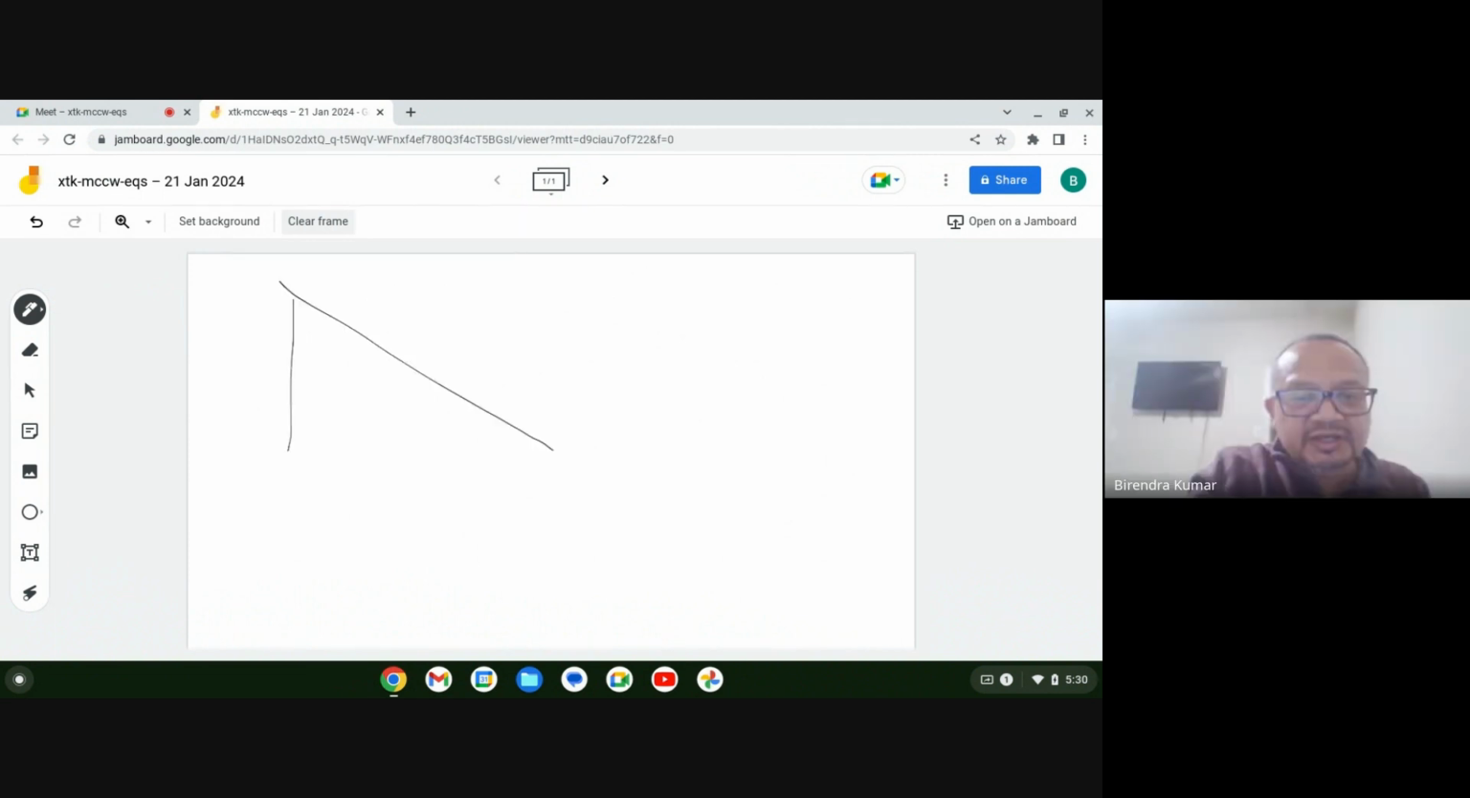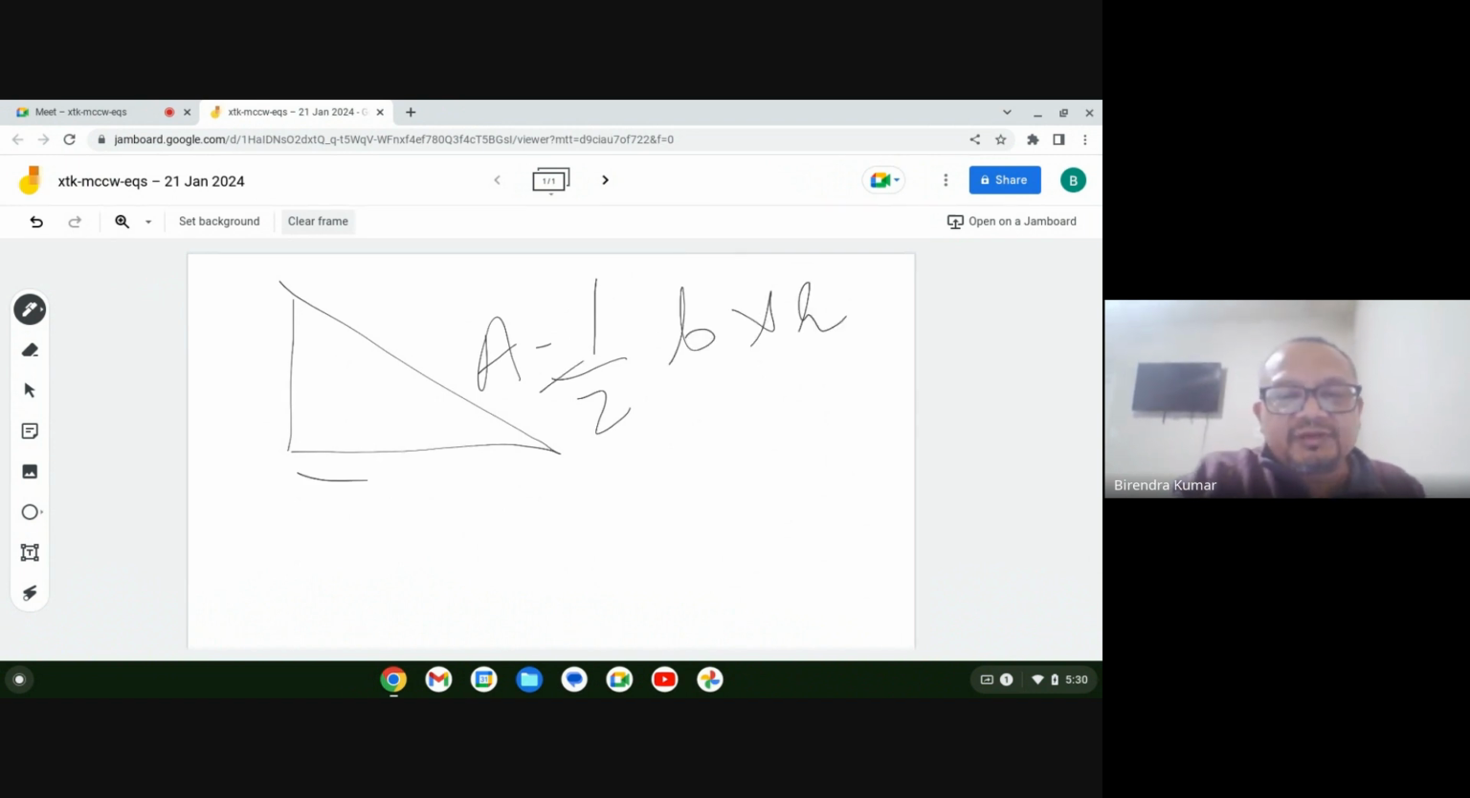Next one was right angle triangle. This one I think we solved, so let's not do that. Anyways, the area of a right angle triangle is half into base into height. If this is base, this is height. If this is base, this is height.